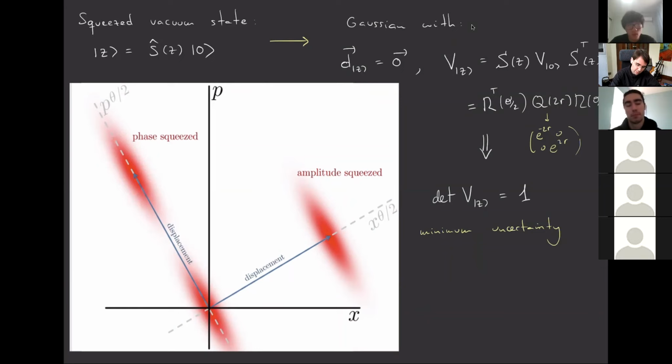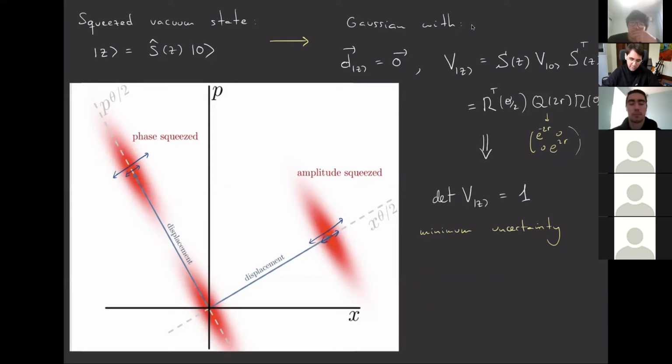So you see that this state has a phase fluctuation, so the fluctuations in this direction are smaller than the ones of vacuum. That would be maybe something like this. And if we apply the displacement in the direction of x, the x in the θ/2 direction, then what we get instead is an amplitude squeezed state, because now the fluctuations are small in this direction, which is the amplitude direction, compared to the fluctuations that would be in the vacuum state, for example, these ones.